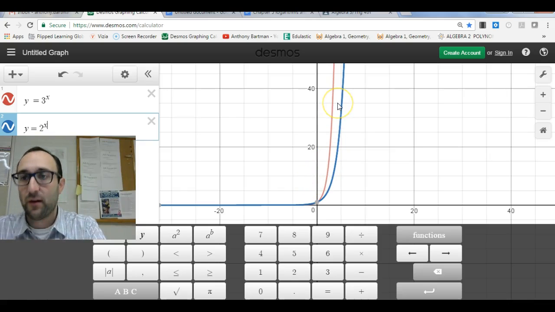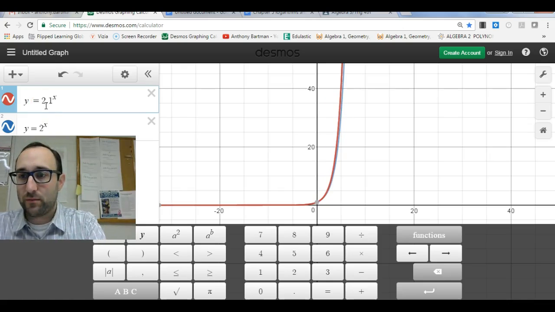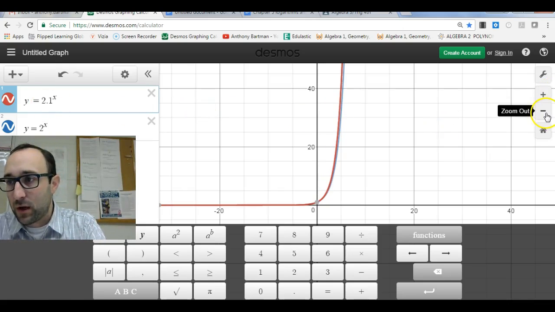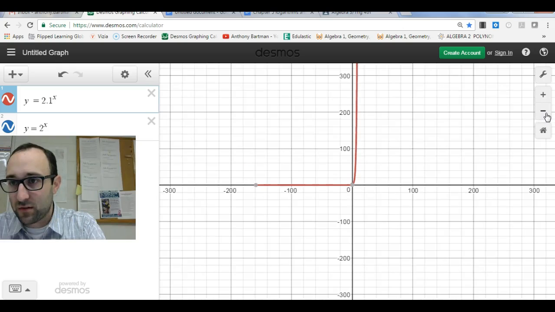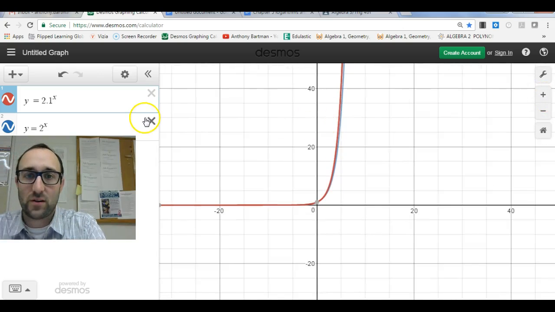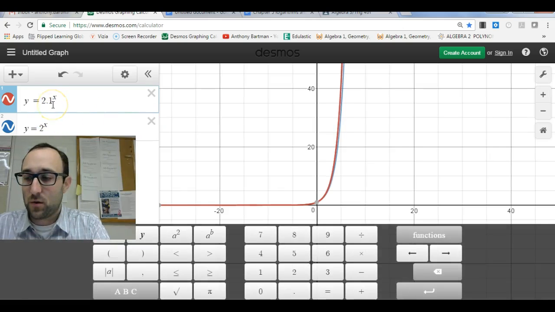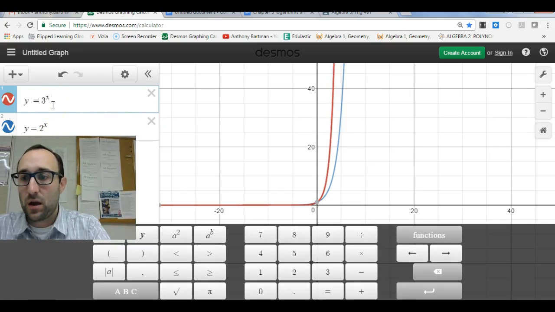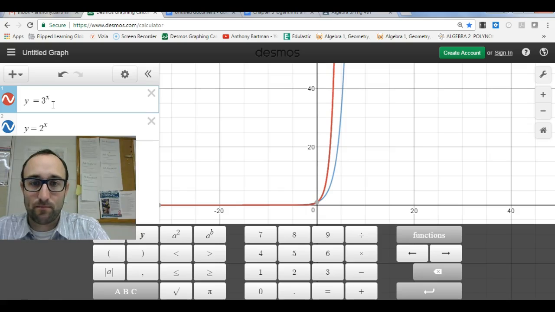And it just goes up faster, right? So even if I would say 2.1, does it increase faster? Yes, it does. But look what happens as we go out. It pretty much is the same thing, but it does increase a little bit faster. Okay? So we increase that base. It makes it steeper.